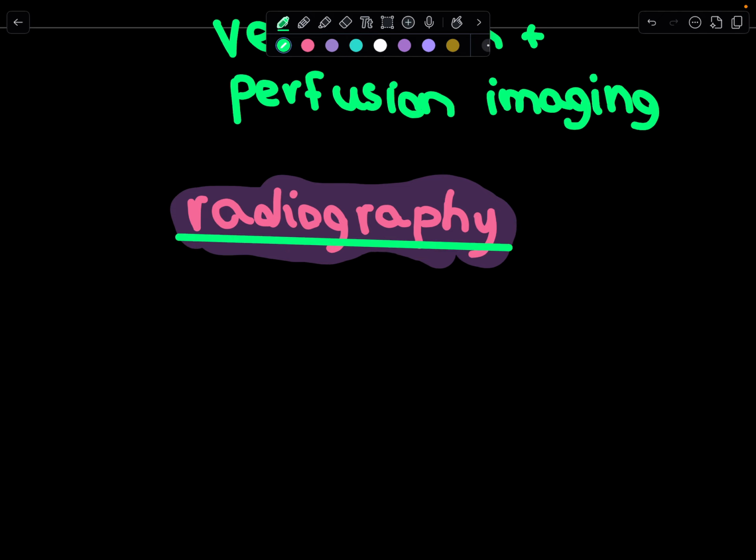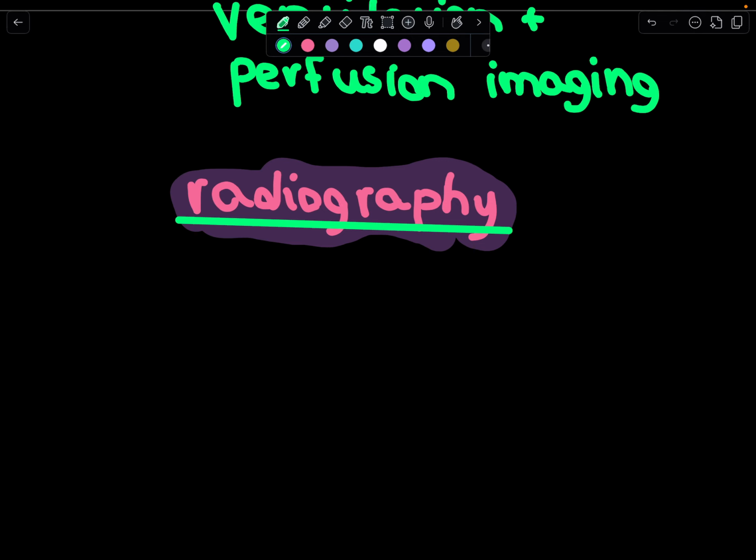I want to ask about the radiography. So what are the strengths and weaknesses and what do we mean? What is included in the word radiography?